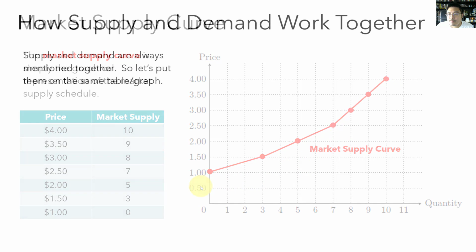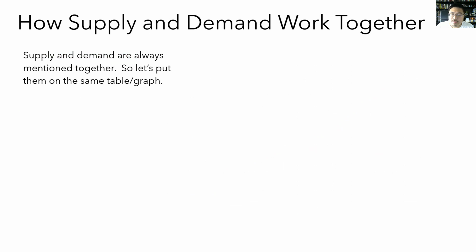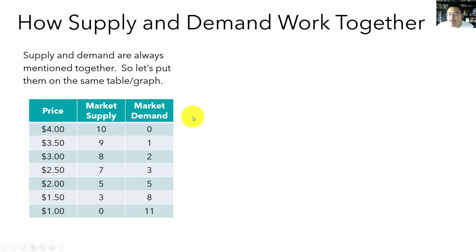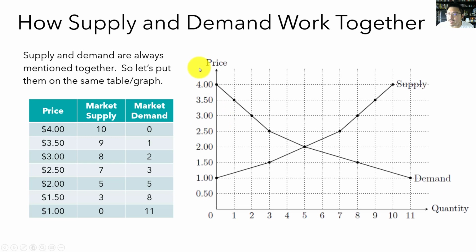Okay, so now that we know what supply and demand curves are, let's see how supply and demand work together to generate outcomes in the market. And to do that, we're going to put supply and demand curves on the same graph. So we can start by putting the market supply and market demand schedules on the same table, and so that's right here. And we can use the data here to plot supply and demand curves on the same graphs, okay?